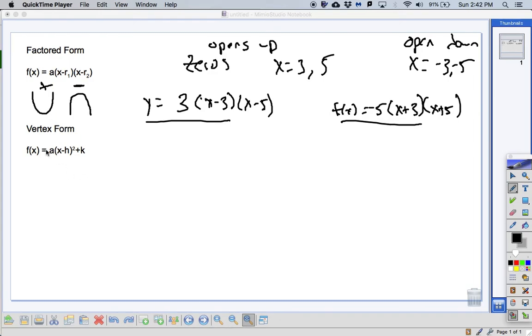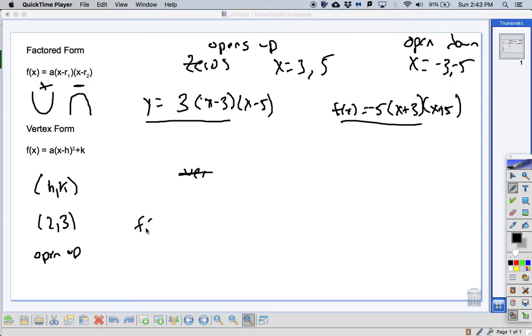Okay, now vertex form: instead of having the zeros, you end up with the vertex. And the vertex, remember, is going to be in this form, h comma k. So I have some numbers, say 2 comma 3, and we're going to just plug these in. Just like a up here, a means the same thing. So if it's positive, it opens up, and if it's negative, it opens down. So let's say that I have a vertex of 2 comma 3, and we're going to open up.